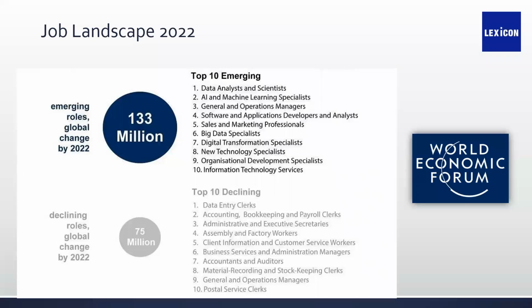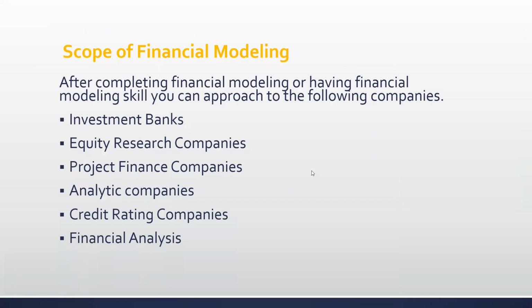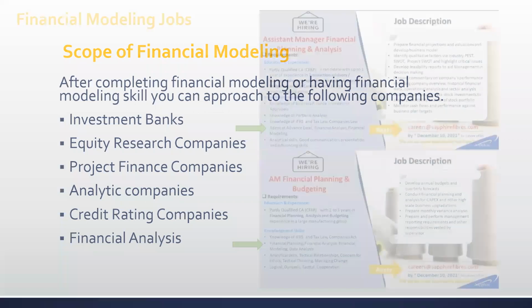All right, so this is one objective why we are offering certain programs, including financial modeling, which is the most emerging skill set. Okay, so as far as the scope of financial modeling is concerned, being a financial modeler, you can work in investment banks, equity research companies, project finance companies, analytic companies, and credit rating and financial analysis companies. So as far as the scope is concerned, you can work in these companies, right?